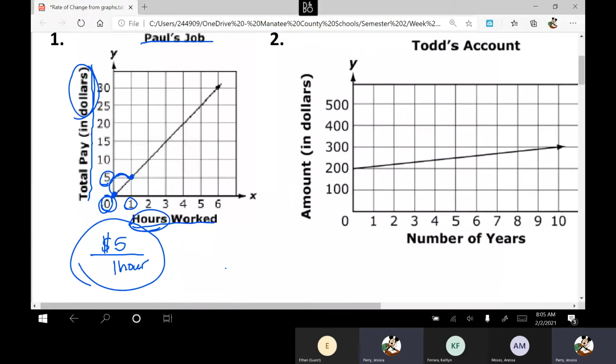And personally, I probably would not take that job. $5 for 1 hour. That's not a lot. I don't know about you guys, but I personally want a little bit more than that.